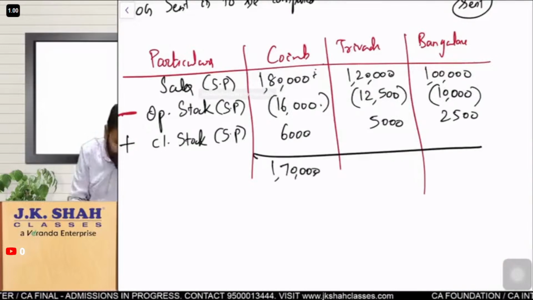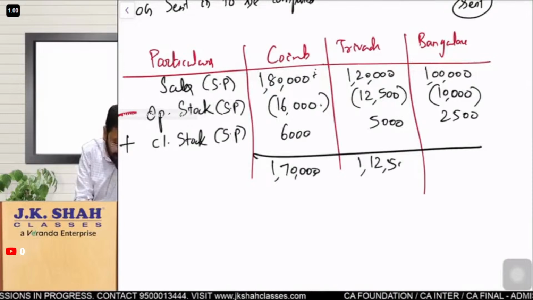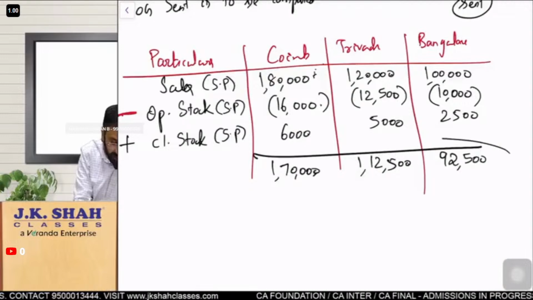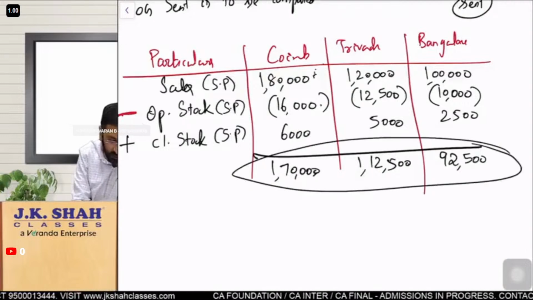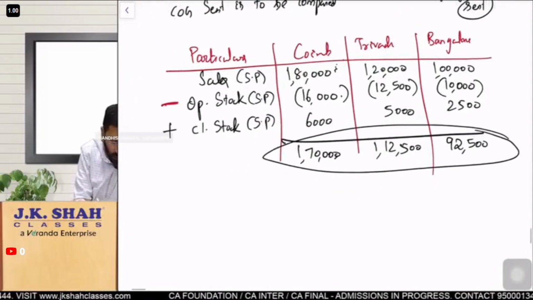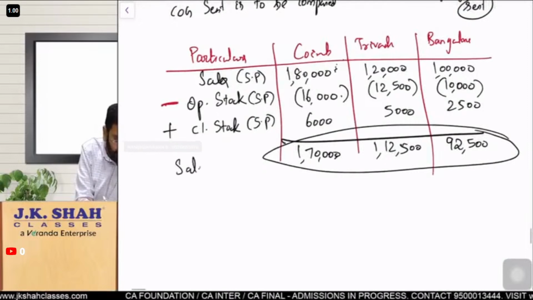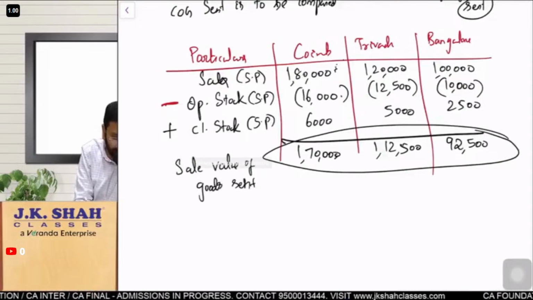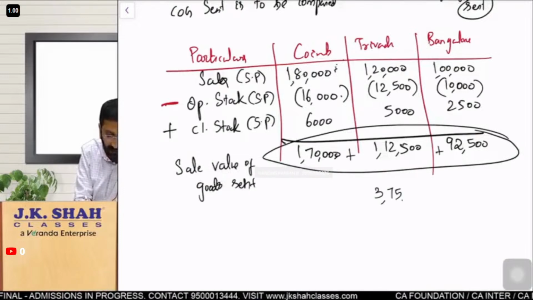170. 1 lakh. 12,500. 92,500. Add these three. What is this? This is the sale value of goods sent during the current year. The total of this is 3,75,000. This is the sale value of the goods sent.